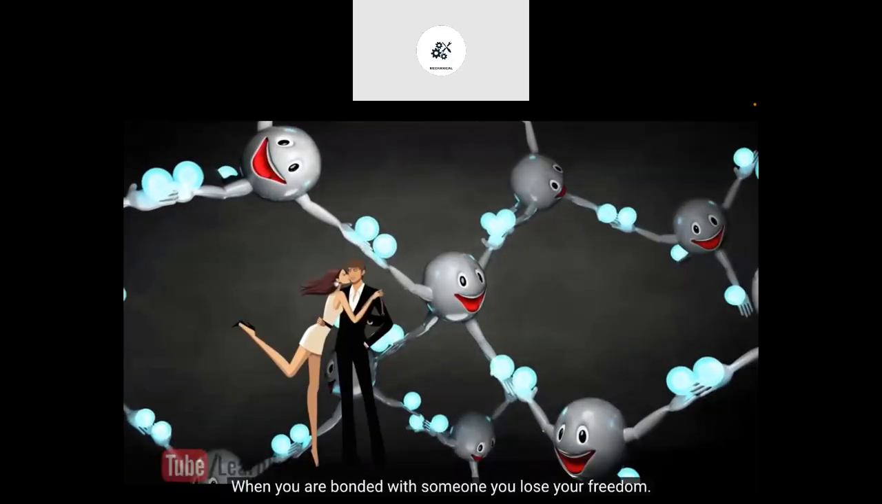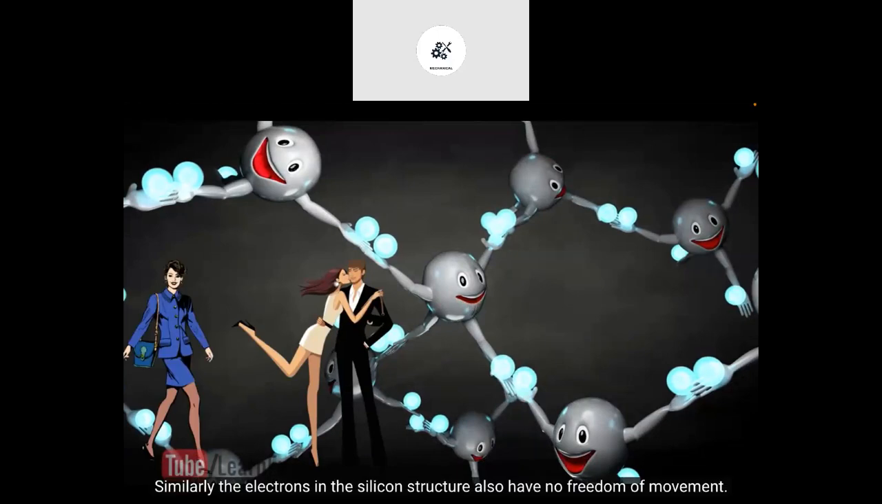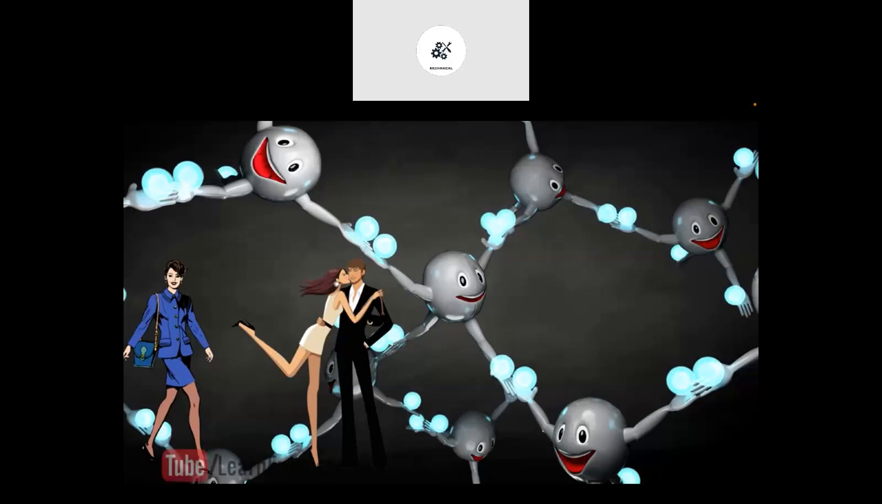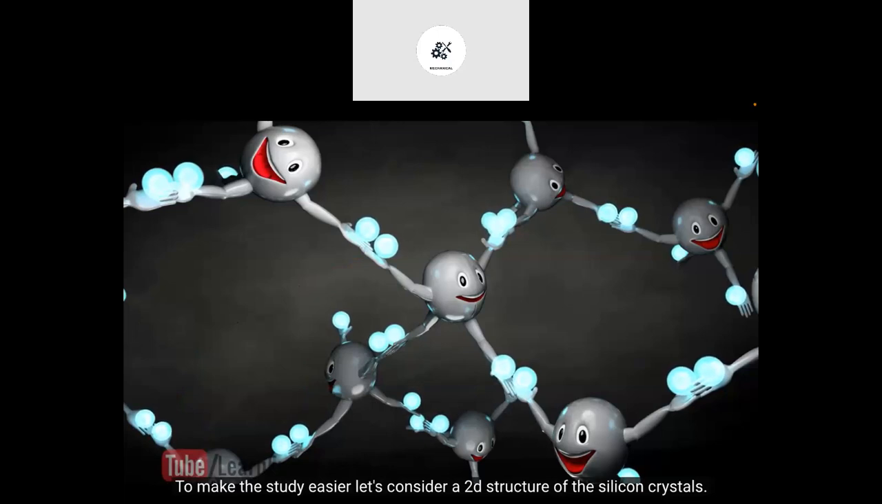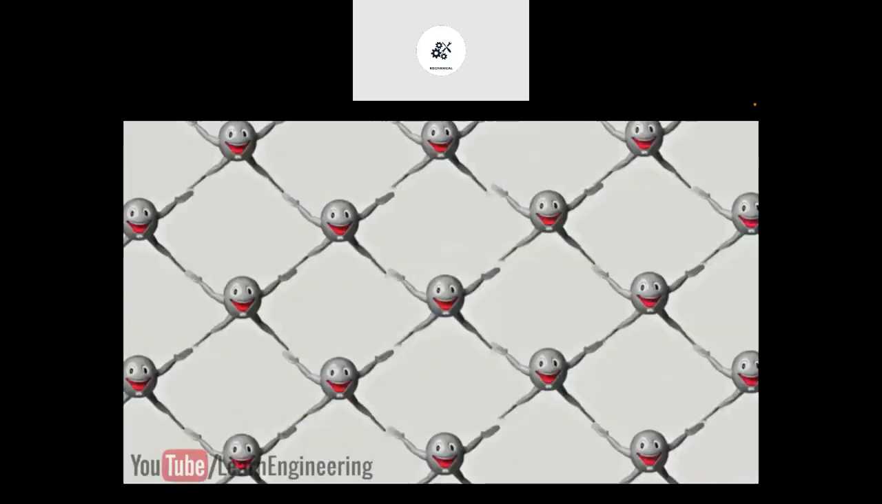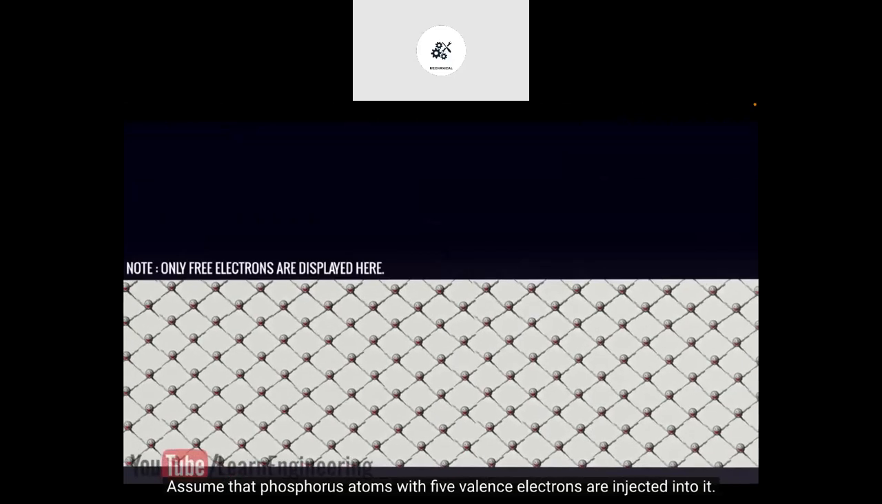When we analyze the structure of the silicon atoms, you can see they are bonded together. When you are bonded with someone, you lose your freedom. Similarly, the electrons in the silicon structure also have no freedom of movement. To make the study easier, let's consider a 2D structure of the silicon crystals.